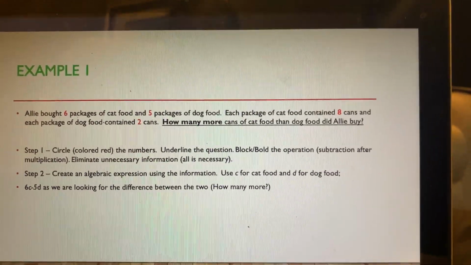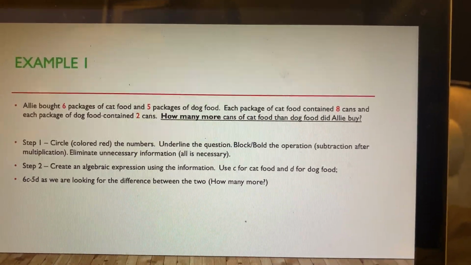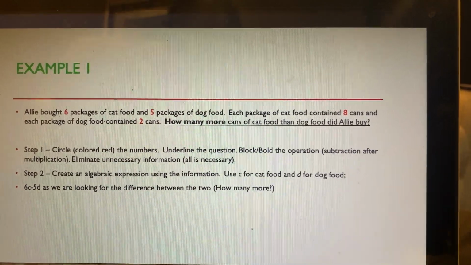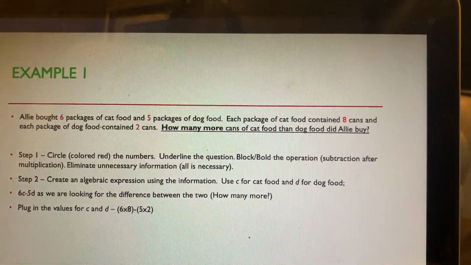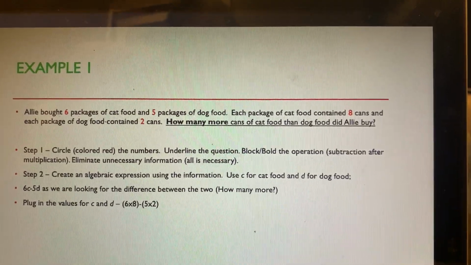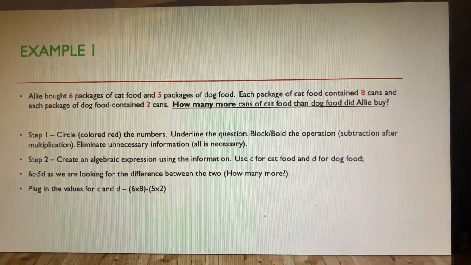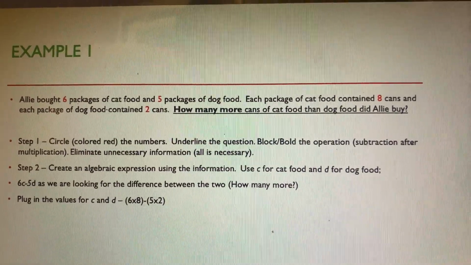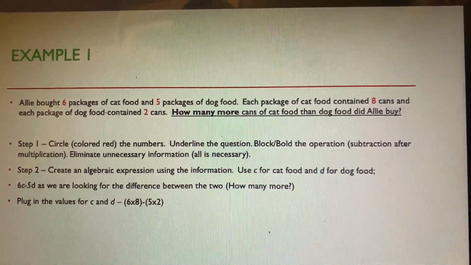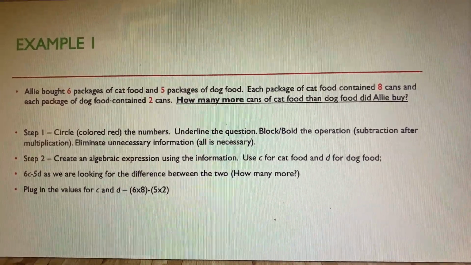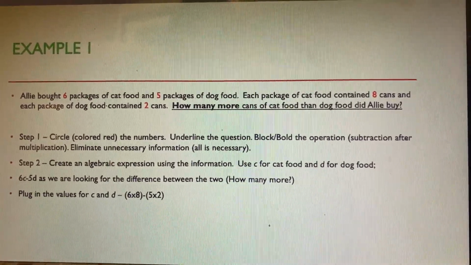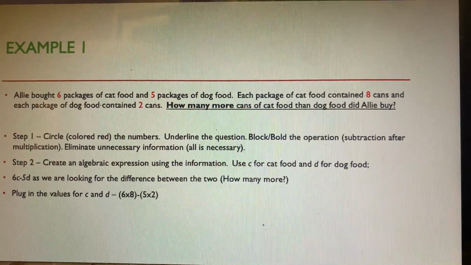So we're going to plug in the numbers that we have for the variables, which will be, in the case of the cat food, 8, and in dog food, 2. That's the amount of cans contained in each package. So there were 8 cans in each package of cat food and 2 in each package of dog food. So that gives us the expression 6 times 8 minus 5 times 2.